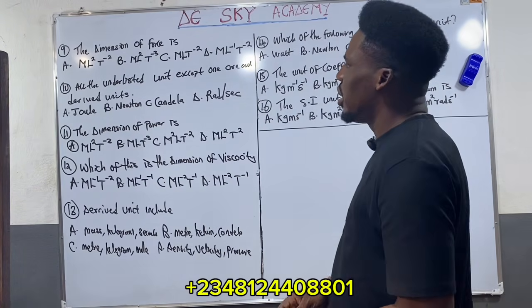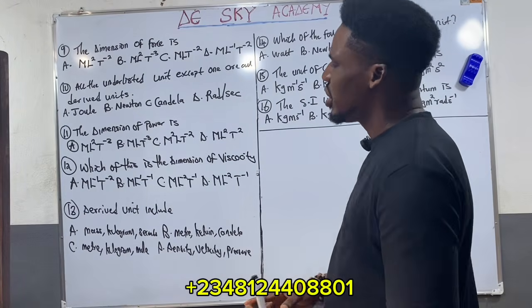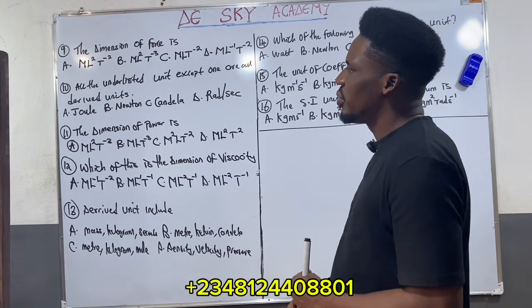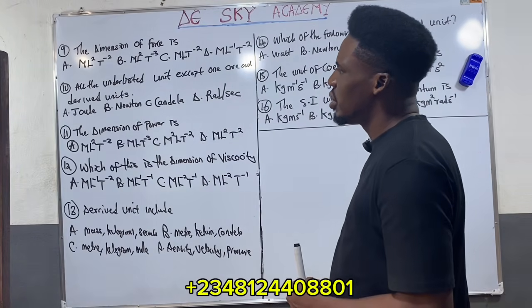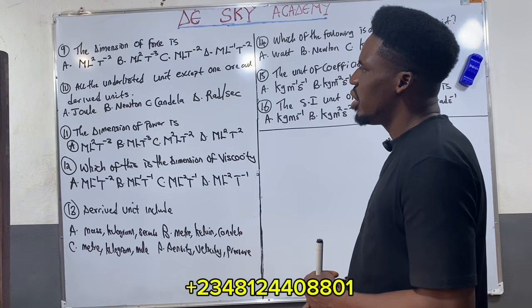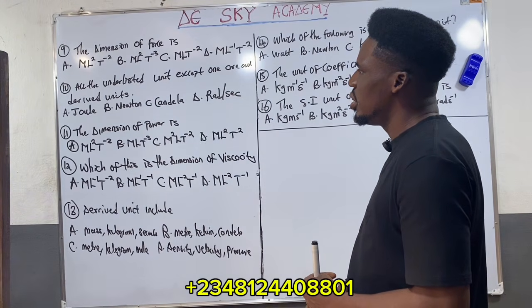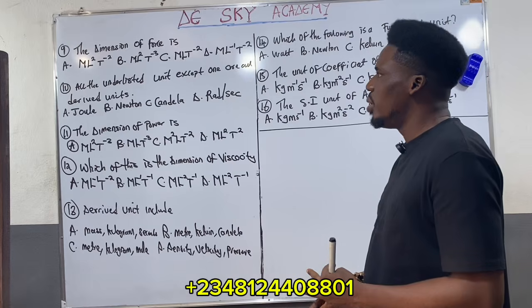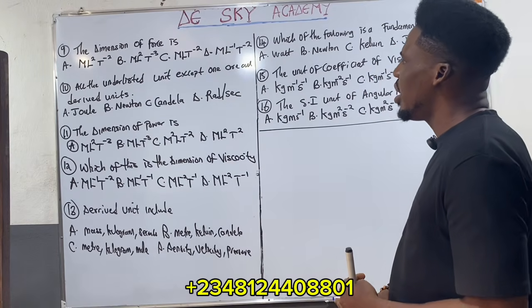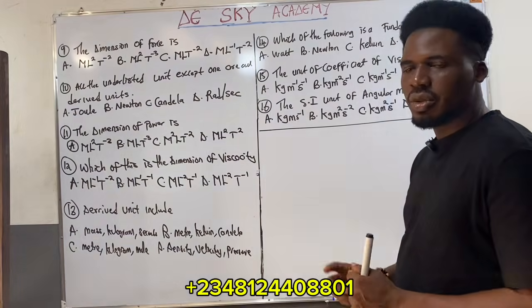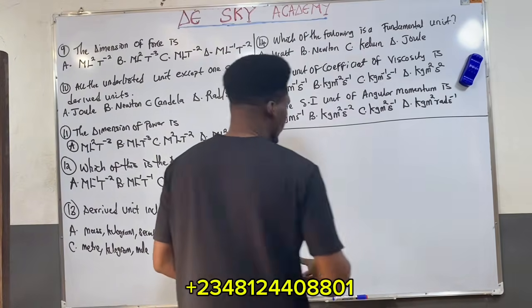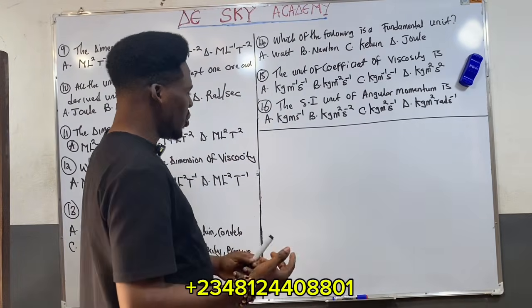So we'll start with question number 9. They said the dimension of force is dash. A, ML²T⁻². B, ML²T⁻³. C, MLT⁻². D, ML⁻¹T⁻². Now listen. This type of question, what do you do? You just get angry and leave the hall.